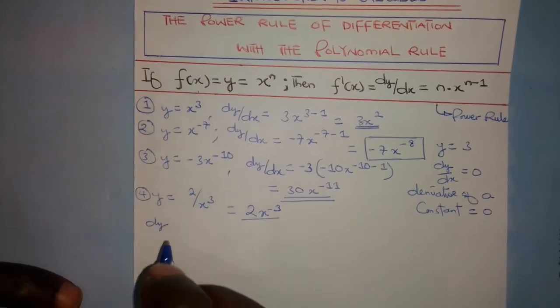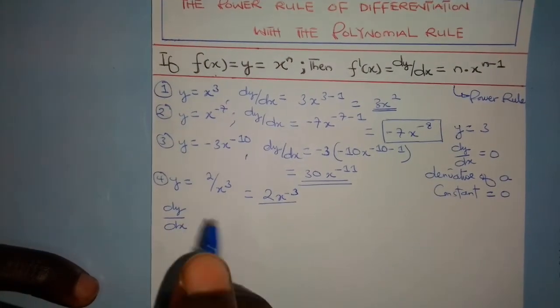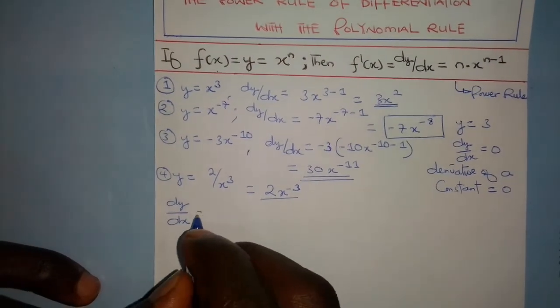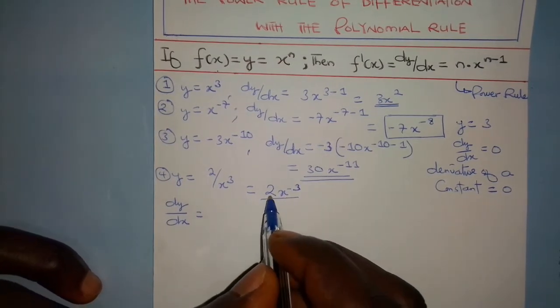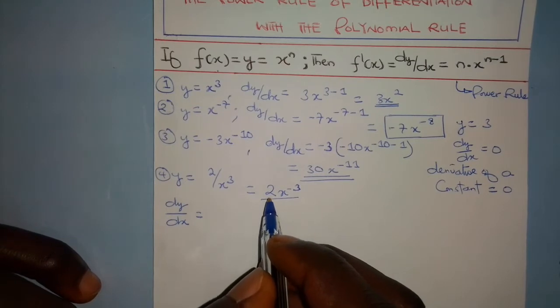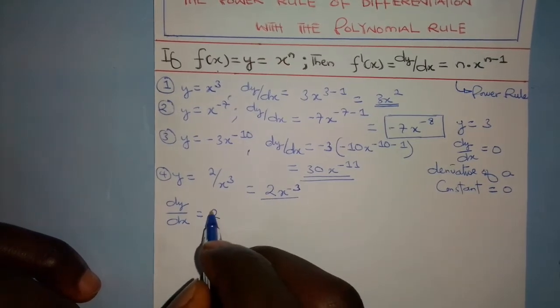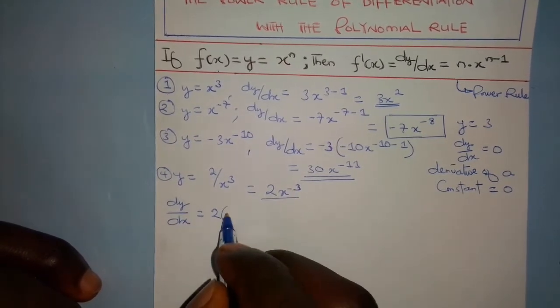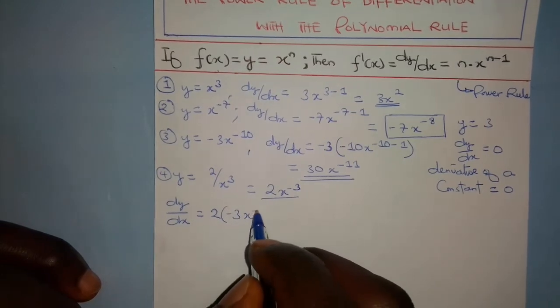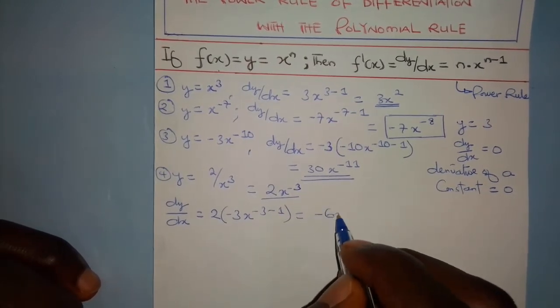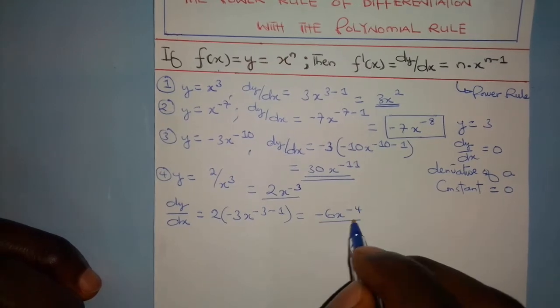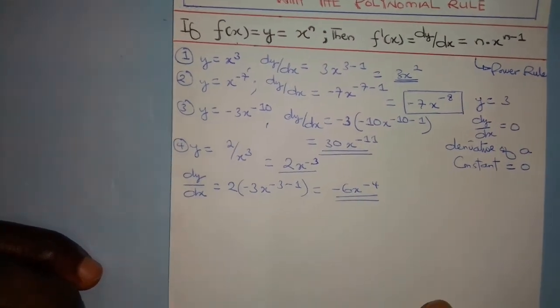So if we are to differentiate that, dy/dx is going to be equal to, since this is multiplied by the variable here, this is not a constant but will be called a coefficient here. So we put the coefficient outside and then bring our negative 3 to the front, then subtract 1 from the negative 3. So we have minus 6 x raised to the power of minus 4. So that is the answer here.